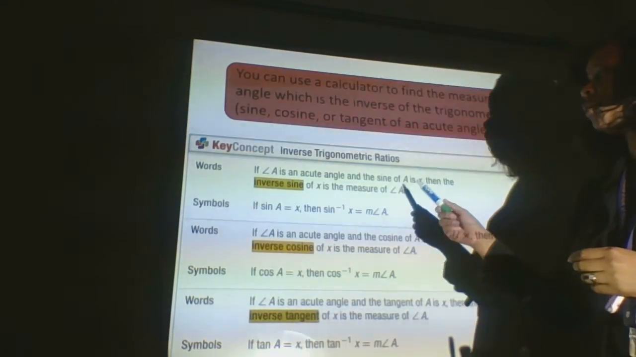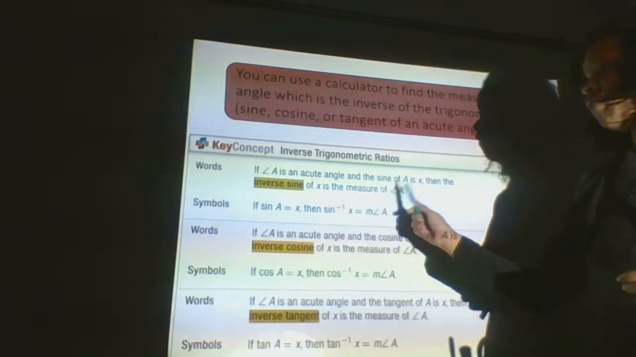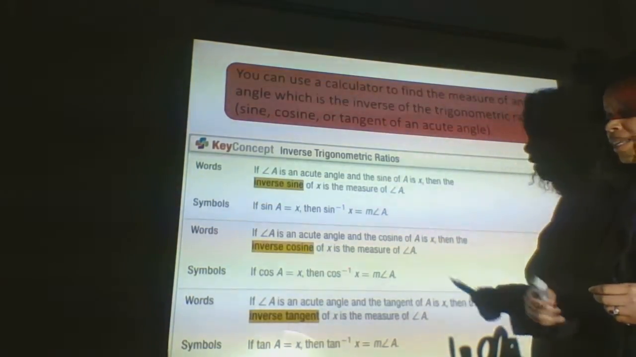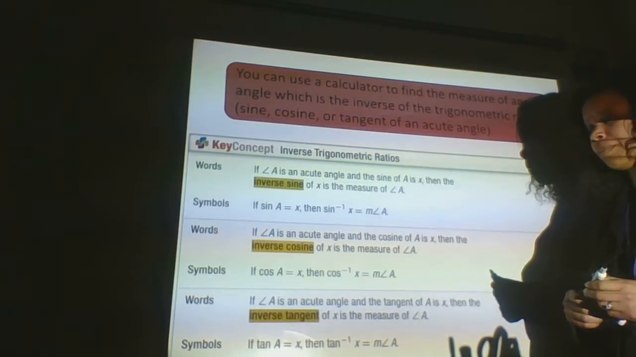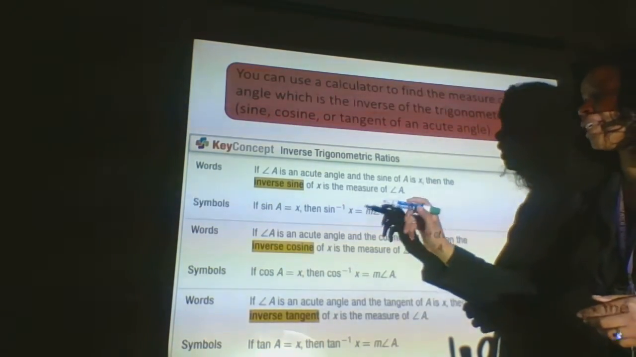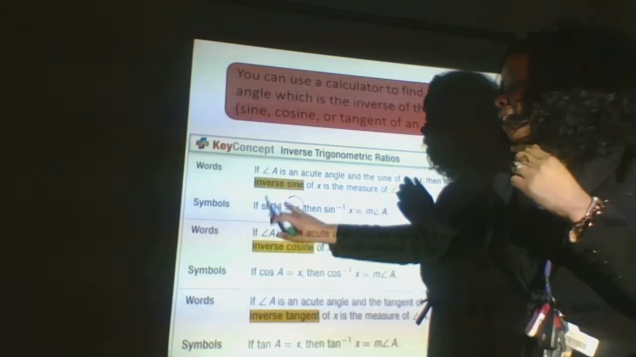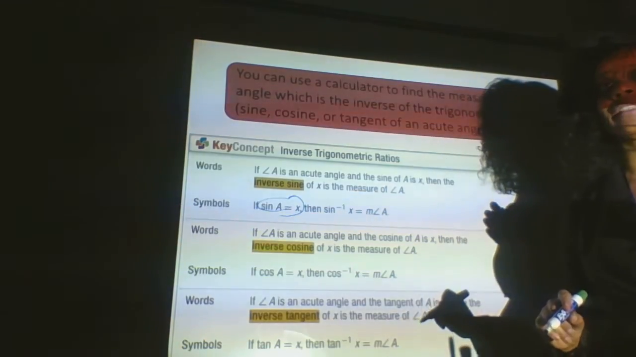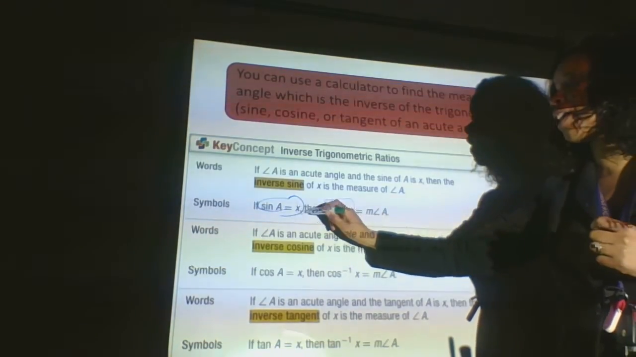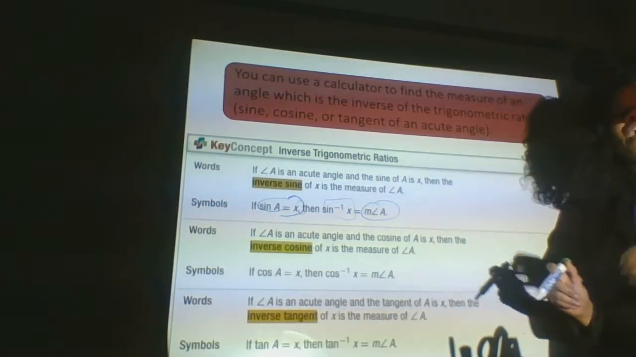So if A is an acute angle and the sine of A is x, then the inverse sine of x is a measure of angle A. Okay? And the inverse of cosine is going to give you the measure of A, and the inverse of tangent is going to give you that. As you can see, this is what it means: if the sine of A equals x, then if we take the inverse of whatever x is, we can find the actual measure of angle A. We have yet to find the measures of A.